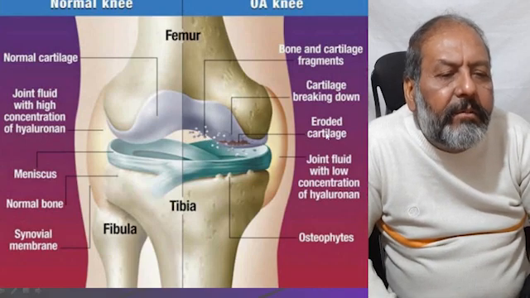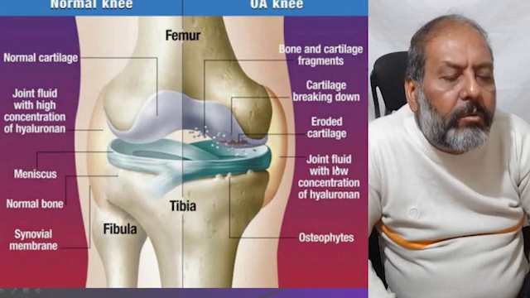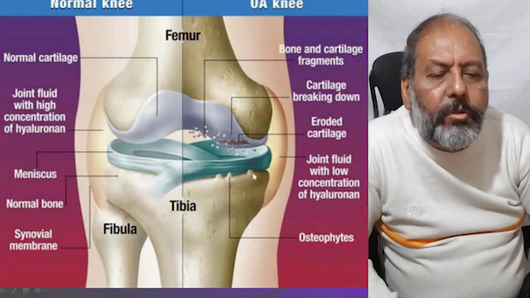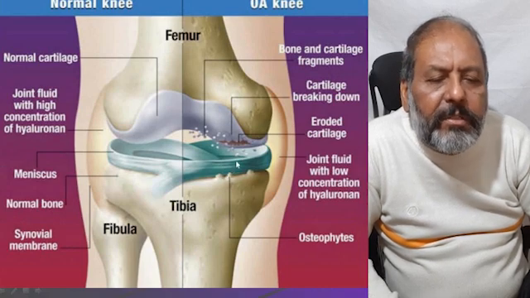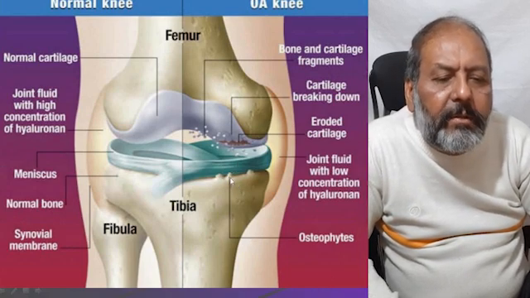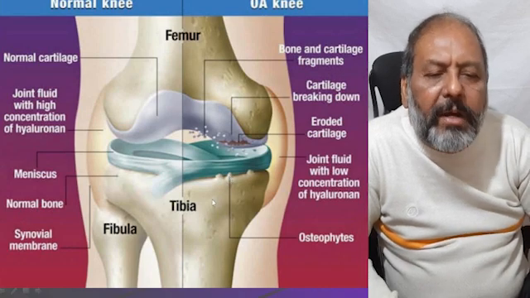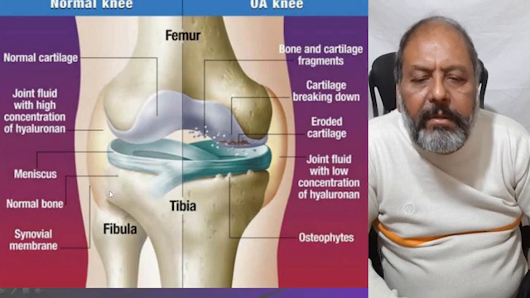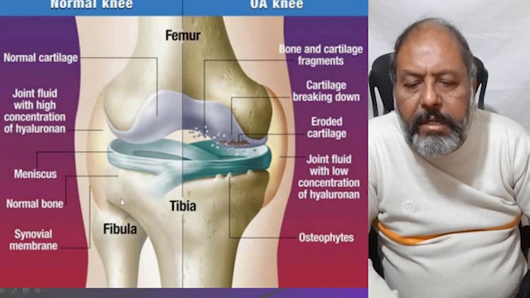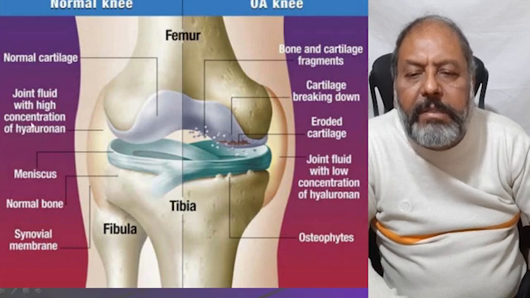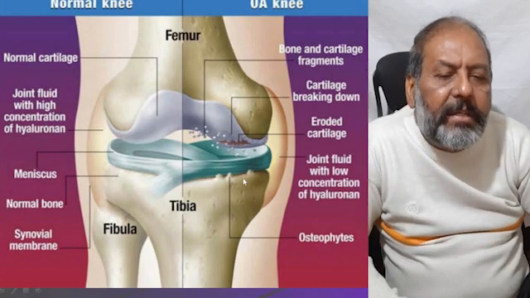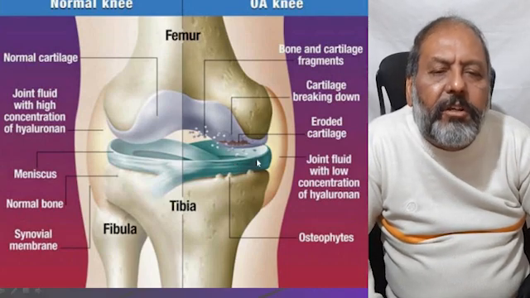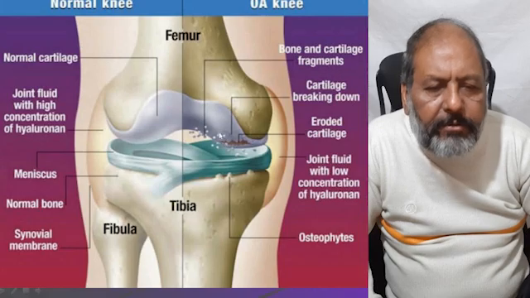And here one can see the eroded cartilage and the joint fluid with low concentration of hyaluronate. So there is friction between the two ends of the bone, and here also the spurs or osteophytes that rise from the bone are also causing the pain. And here one can see the normal bone and synovial membrane and the joint fluid with the high concentration, and here there is less concentration of hyaluronate, and that causes the friction and the damage to the joint, as one can see.